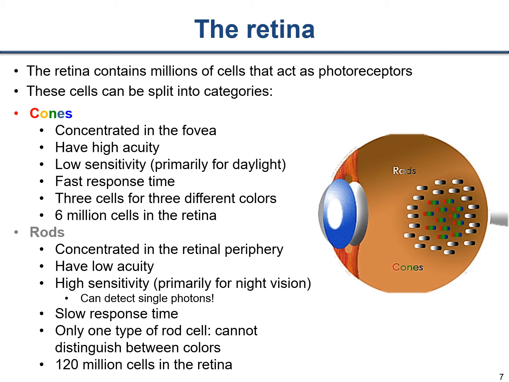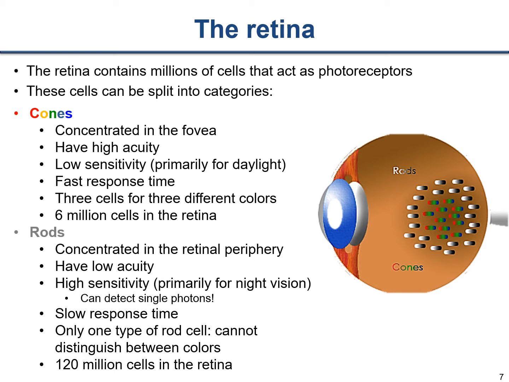All right, so when you're looking at something right in front of you, typically you need pretty good light in order to experience the colors that you can see. There's about 6 million of these in the retina. Now the rest of the retina is composed of cells called rods. These are mostly concentrated in the periphery. They have fairly low acuity, which means you don't get as good spatial resolution, but they have very good sensitivity. As a result, they're primarily for night vision.